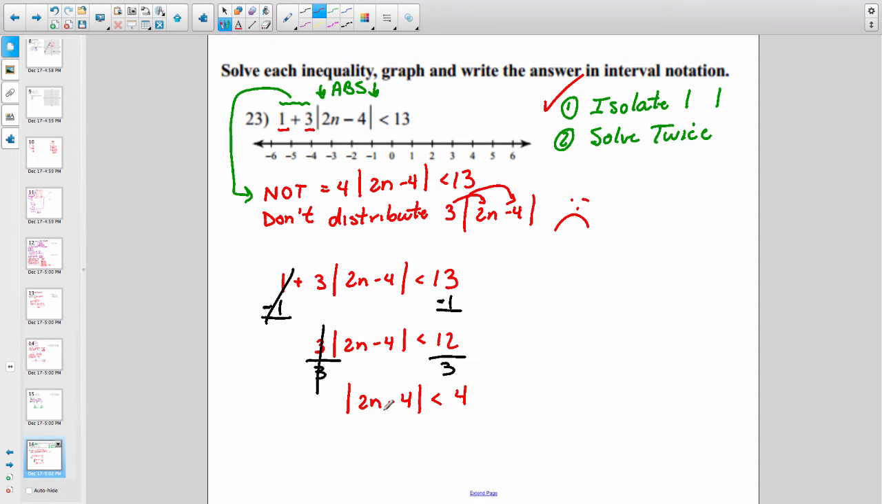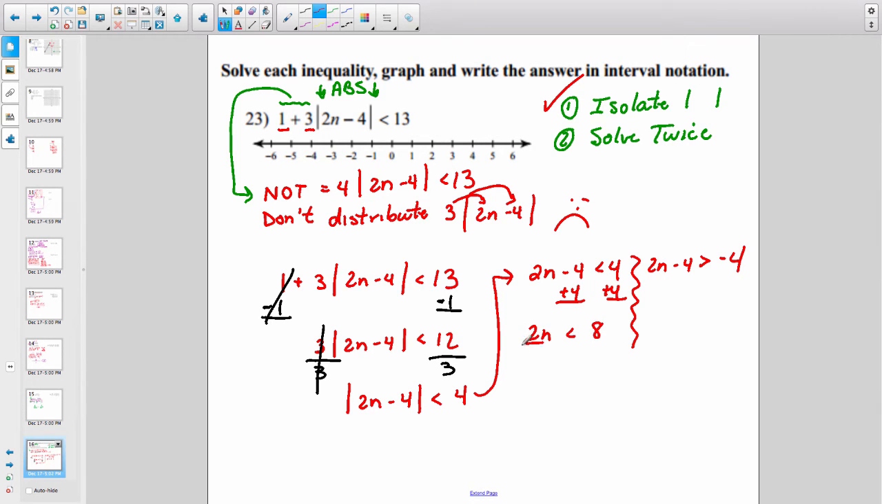So we're going to solve this twice. First time, just like it looks, drop the bars and solve. Second time, drop the bars, switch the arrow, switch every sign on the right, no matter how many things you have. Switch all the signs. And now solve that equation. So let's see what we get. I'll add 4 on this one. 2n less than 8. Divide by 2. N is less than 4. Okay, that's the first answer.